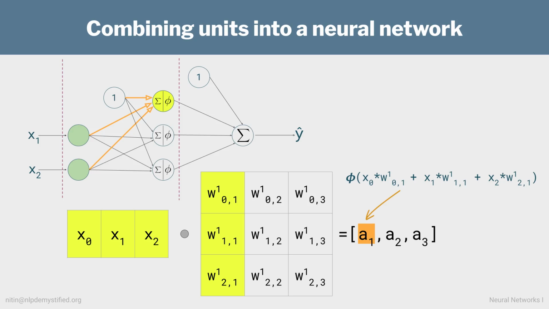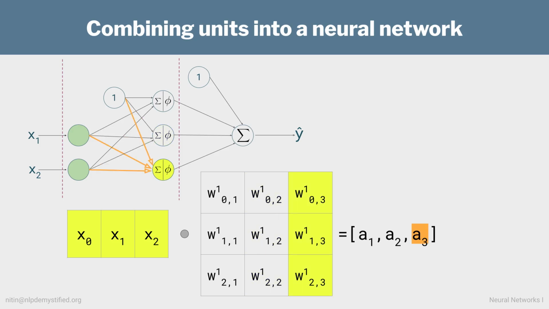So A1 is generated by doing a dot product between all the initial inputs and the weights of the hidden layer's first unit, and running the result through an activation function. A2 is generated in a similar way. The inputs are dotted with the weights going to the hidden layer's second unit, and the result is run through an activation function.